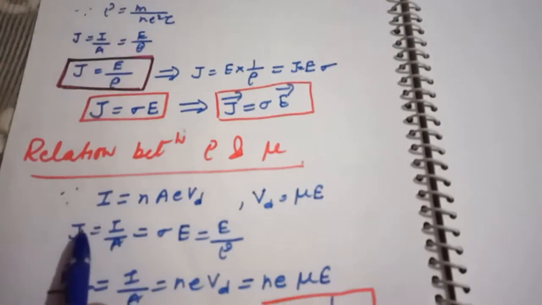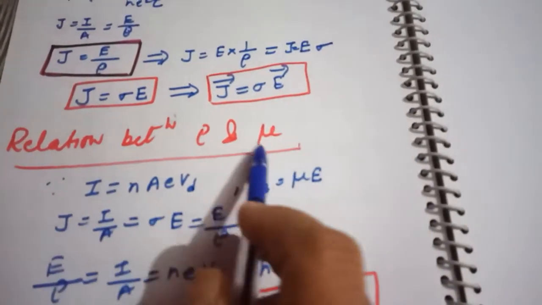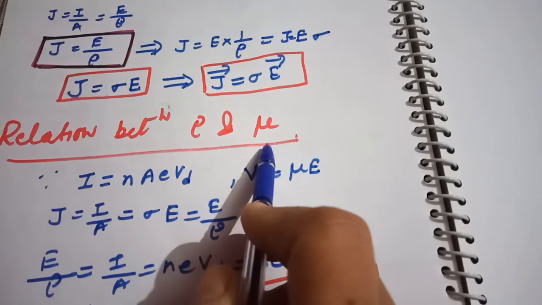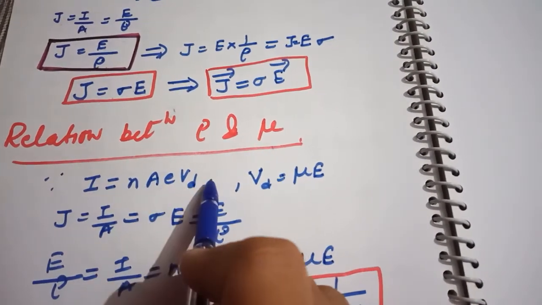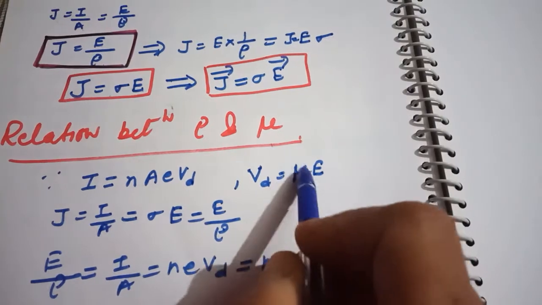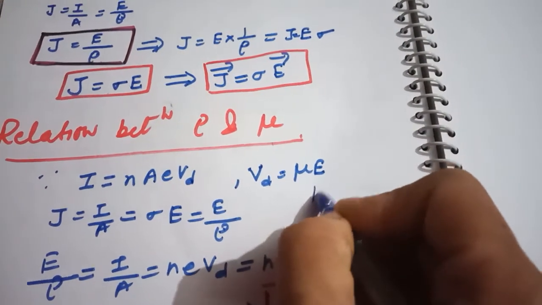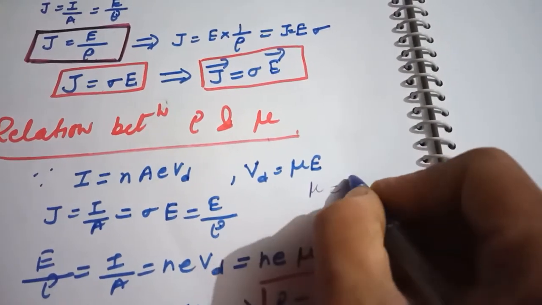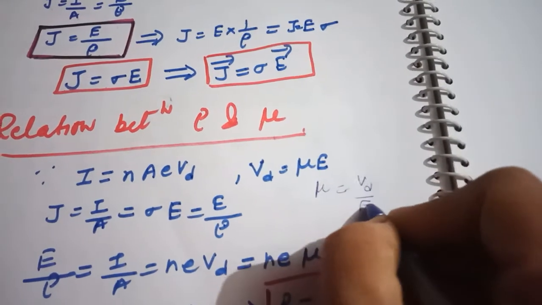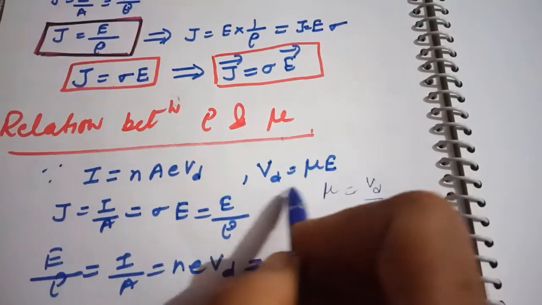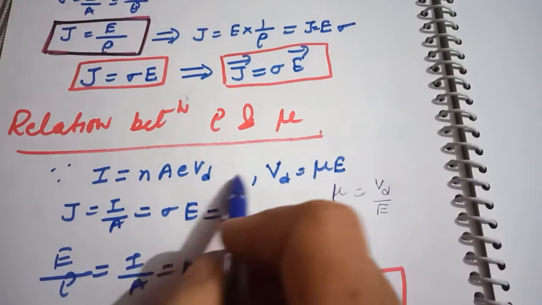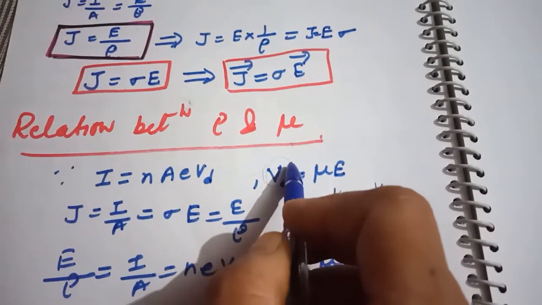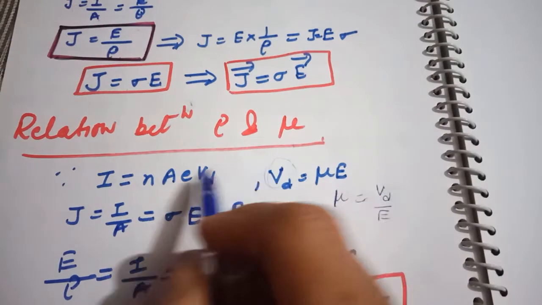The second is the relation between resistivity and the mobility of the charge carrier. So I = nAeVd. From the mobility condition, because we know that mobility is equal to Vd upon E. This we have done yesterday. So μ = Vd/E. Substitute this value of Vd in this formula.